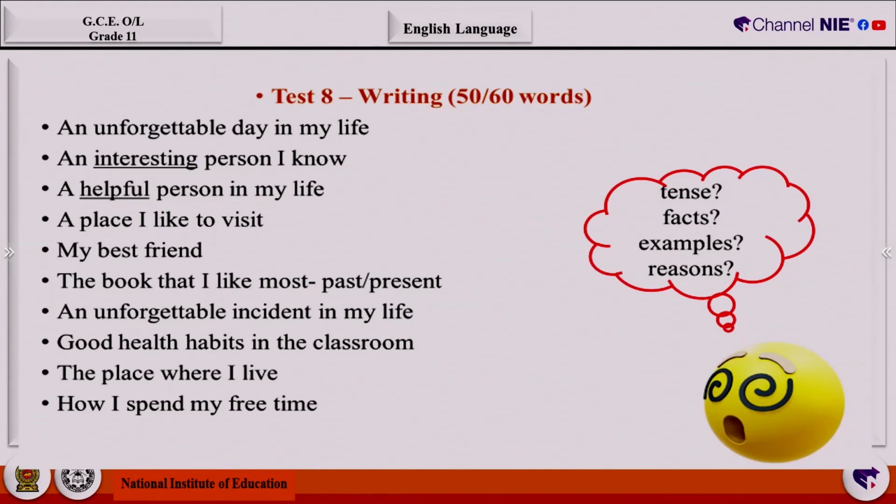Let's read them. An unforgettable day in my life. An interesting person I know. A helpful person in my life. A place I like to visit. My best friend. The book that I like most. An unforgettable incident in my life. Good health habits in the classroom. The place where I live. The last one is how I spend my free time.